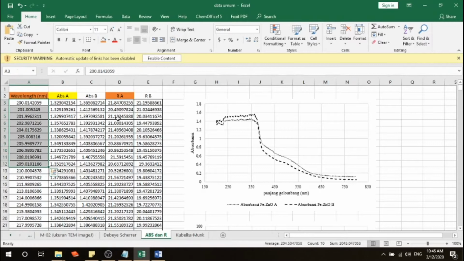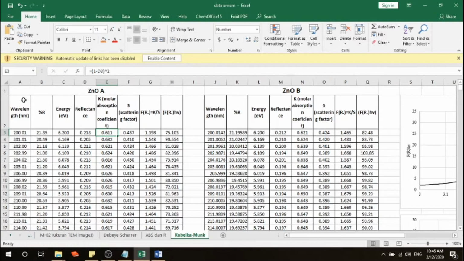So next step, I have here the wavelength, and this is the reflectance, and the energy is 1240, which is the constant from the Planck equation, divided by the wavelength. So we have the energy, and then you just drag this until the end, and you get the values. And the reflectance is in percent, so you must convert it to a real value, where you must divide by 100.